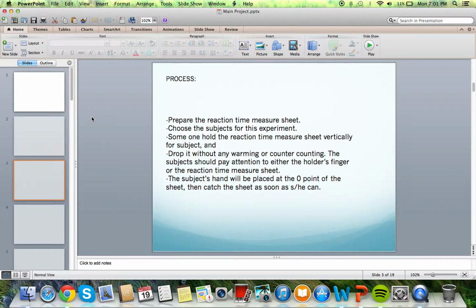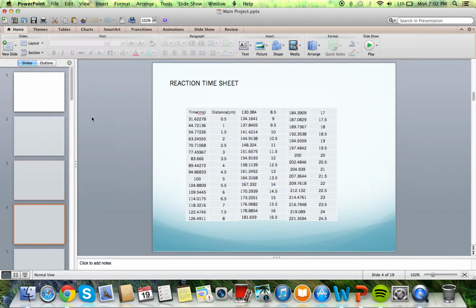So the process we need is to prepare the reaction time measure sheet, choose the subject for this experiment, and have someone hold the reaction time measure sheet above the subject. Drop it without any warning or countdown. The subject should pay attention to either the holder's finger or the reaction time measure sheet. The subject's hand will be placed at the 0 point of the sheet, then catch it as soon as he can.